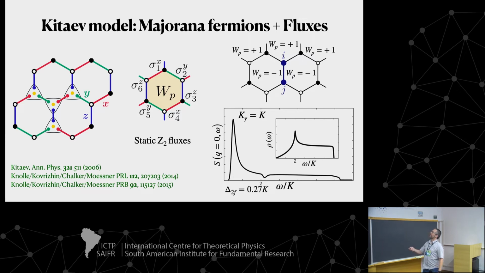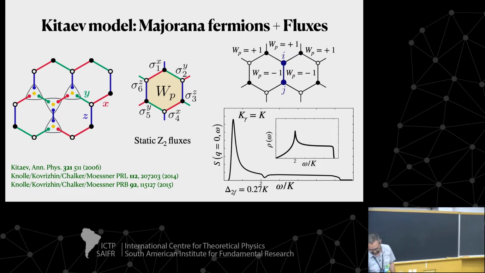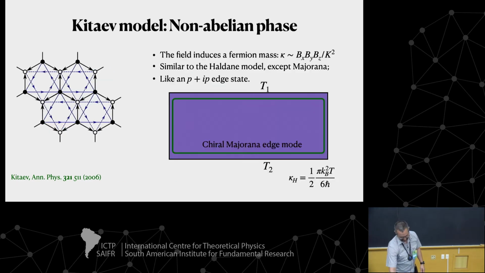So here, just to highlight how interesting the model is, this is the structure factor at Q equals 0 as a function of frequency, so it's the dynamic structure factor, and you see it has a gap here. This gap is basically the flux gap. So basically, in order to generate a spin excitation, you have to pay the flux gap, and then the Majoranas come into play. So it shows up in an observable, so that's where fractionalization comes into play.